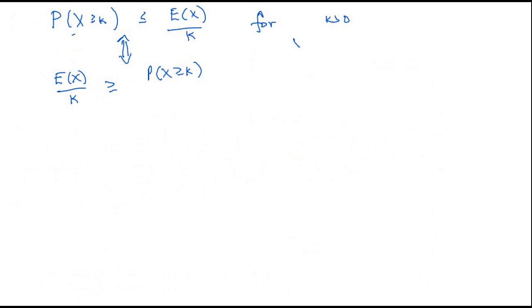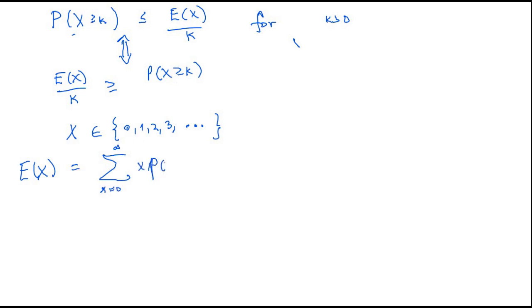Let's start with the discrete random variable case, where we have a discrete random variable which takes values of either 0, 1, 2, 3, and so on, non-negative integers. What is the expected value of a random variable that takes those non-negative integers? The expected value of X in those cases is equal to the sum of x times the probability that the random variable takes a value equal to little x.